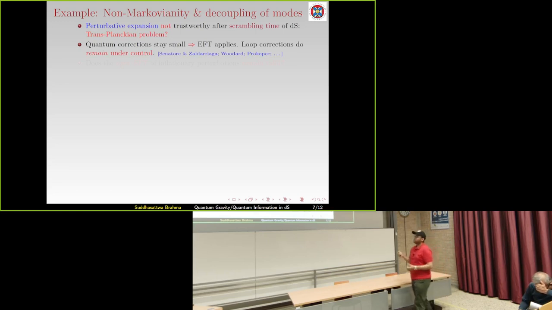But then there's a puzzle. We know that loop corrections do remain under control. There are a lot of people, including people in this audience, who have done these loop calculations, and we know that they remain under control.